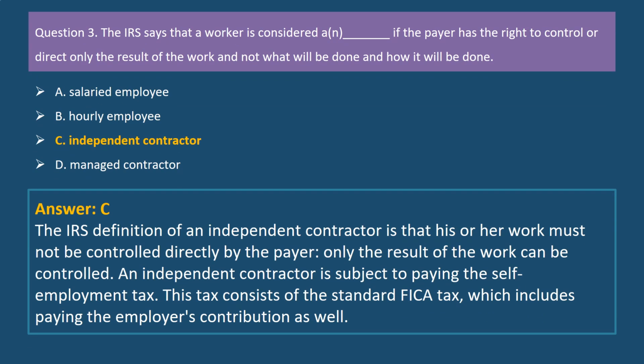Answer: C. Explanation. The IRS definition of an independent contractor is that his or her work must not be controlled directly by the payer, only the result of the work can be controlled. An independent contractor is subject to paying the self-employment tax. This tax consists of the standard FICA tax, which includes paying the employer's contribution as well.